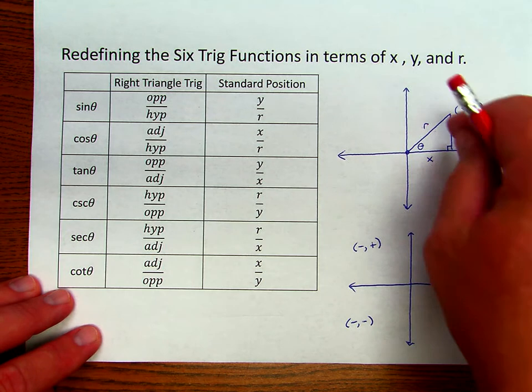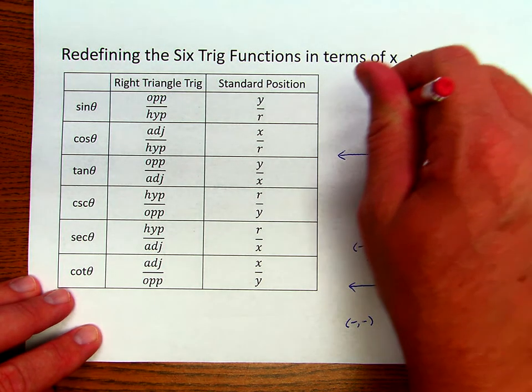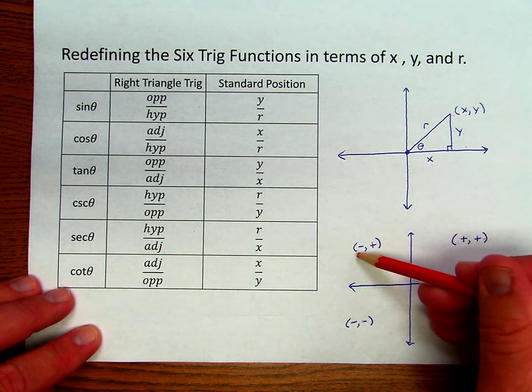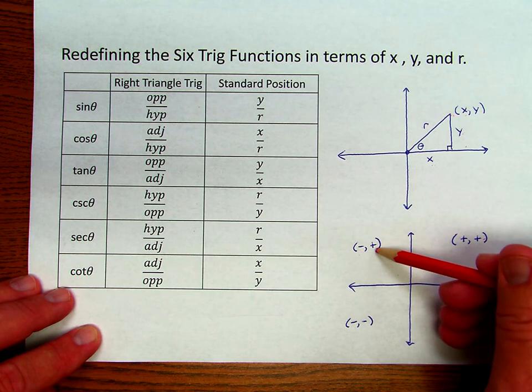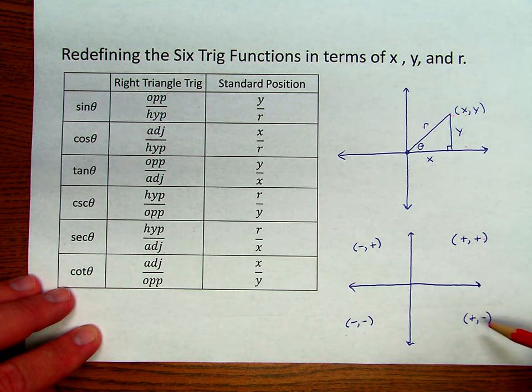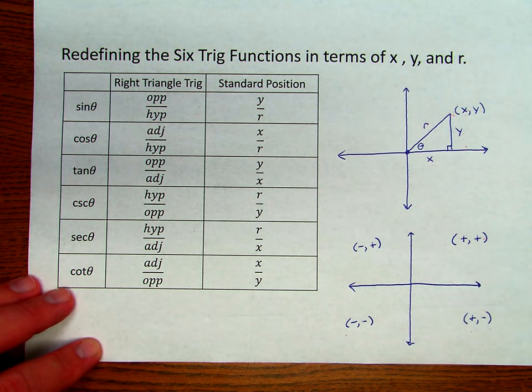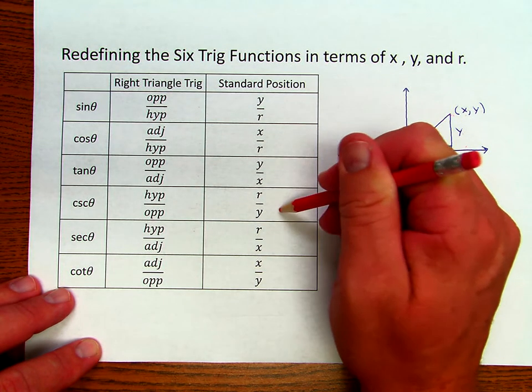What happens is as this rotates around, it cuts a circle. That's the radius of the circle. Now, x and y change signs depending on what quadrant you're in. In the first quadrant, x and y are both positive. In the second quadrant, x is negative, y is positive. Third quadrant, negative, negative. Fourth quadrant, positive, negative. So, as you rotate around, the signs of the x's and y's change.